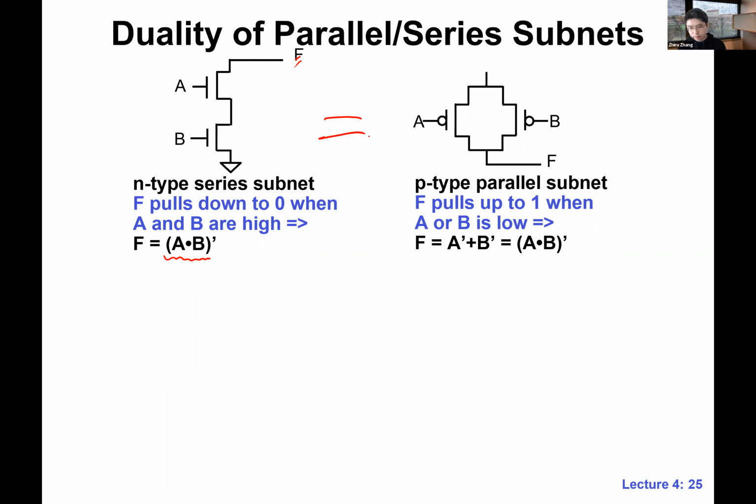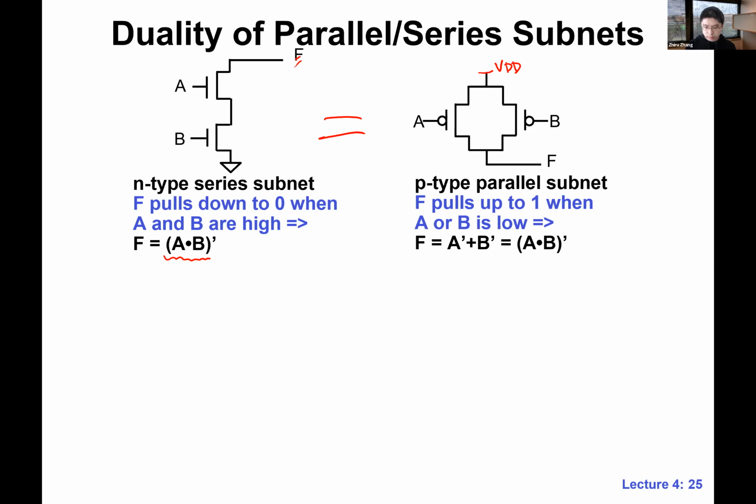Let's just see. This is in parallel. So this is usually connecting to, let's say, VDD. This is also not a complete network yet. The subnet is in parallel. So this means that if either A or B is 0, it's conducting. We have a connection.